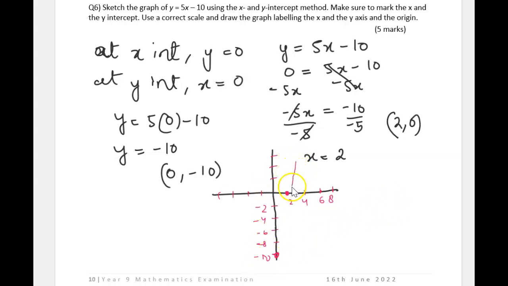Now, of course, use a ruler. Please make sure you bring your rulers. It's difficult for me to do it with the online pen. Okay, so that's your line and you're done.